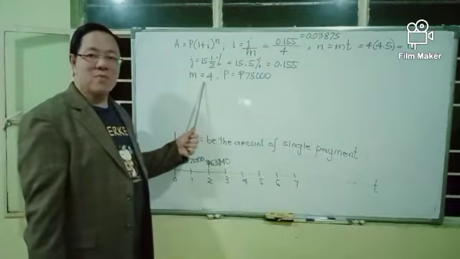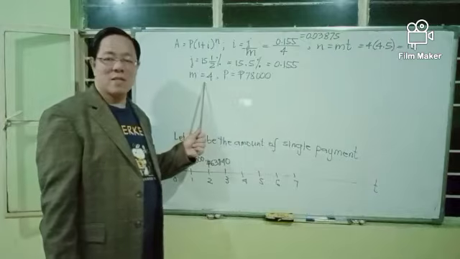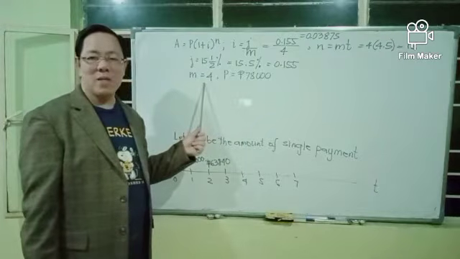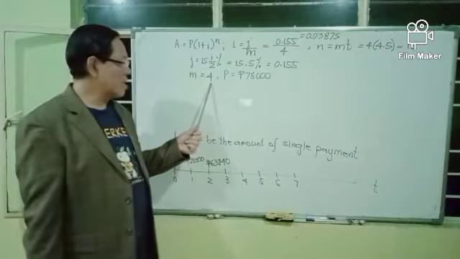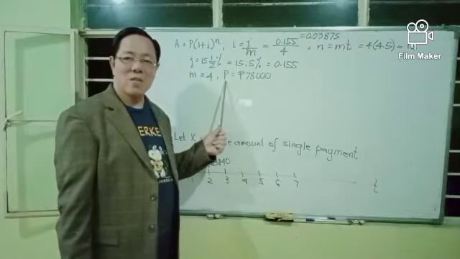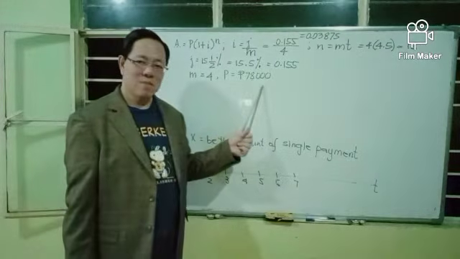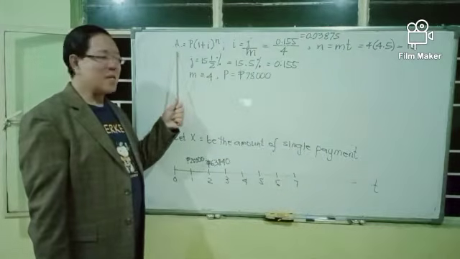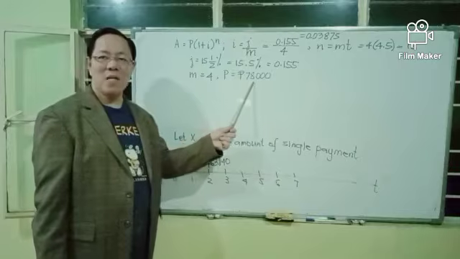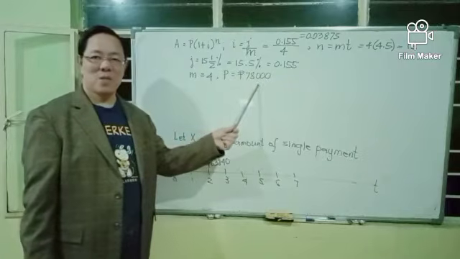And m is 4. As I said, the compound interest is compounded quarterly. That means interest is computed 4 times in a year. And the third obligation is worth 78,000 pesos. So we now compute A, the maturity value or accumulated value of this third obligation, 78,000 pesos.